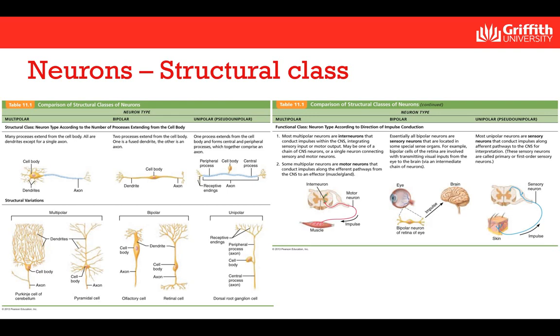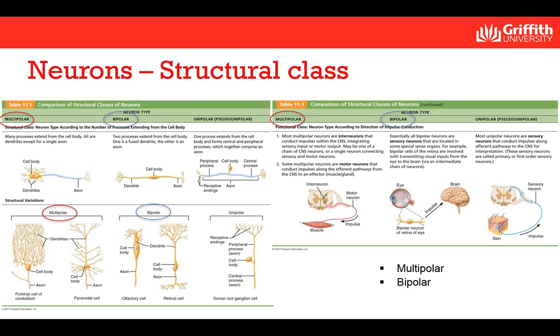Different neurons throughout the body can be classed structurally as either multipolar, bipolar, or unipolar, depending on the number of processes extending from the cell body. A multipolar neuron has multiple processes extending from the cell body, all of which are dendrites, except for a single axon. Examples of multipolar neurons are the motor neurons that conduct impulses along different pathways from the CNS to the skeletal muscles.